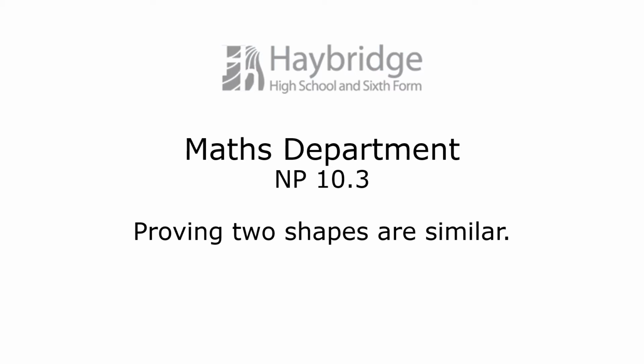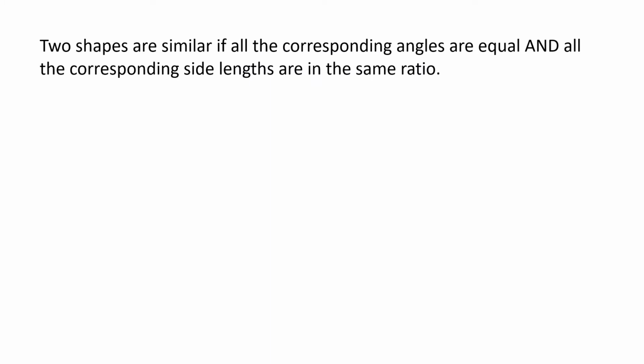Today we're going to look at part of objective NP 10.3, which is proving two shapes are similar. On the slide here it tells us that two shapes are similar if all the corresponding angles are equal and all the corresponding side lengths are in the same ratio.